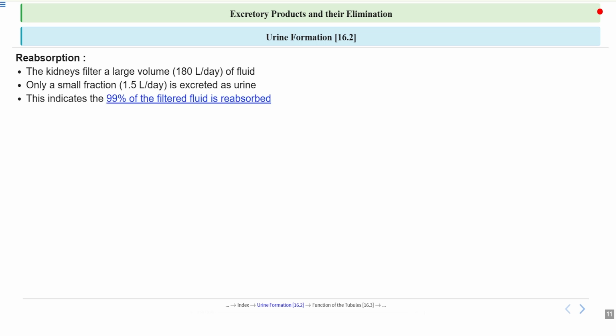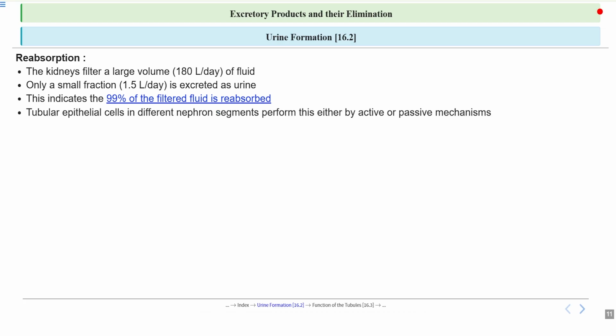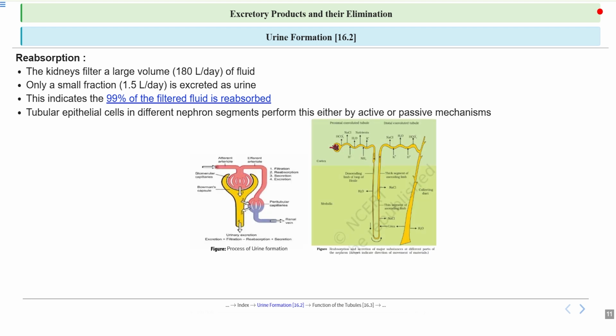This shows that about 99% of the filtered fluid is reabsorbed. You can think of it like a recycling system where almost everything is reused and only a tiny bit is thrown away. This efficiency is vital for maintaining our body's fluid balance. Now let's look at how this reabsorption happens. The cells lining the nephron tubules, called tubular epithelial cells, are responsible for this. They use both active and passive mechanisms to selectively reabsorb substances our body needs.